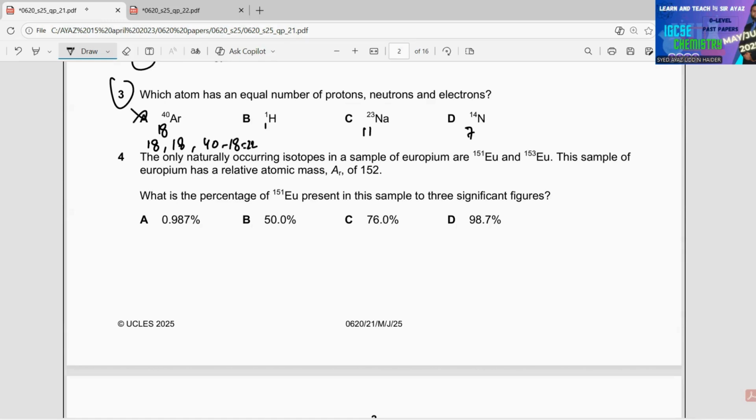What about hydrogen? 1 proton, 1 electron, and 1 minus 1, 0 neutrons. It's also incorrect. What about C? We have 11 protons, 11 electrons, and 23 minus 11, 12 neutrons. Also incorrect. D must be the right answer. You look at this: protons 7, electrons 7, neutrons 14 minus 7, 7. It must be the right answer.